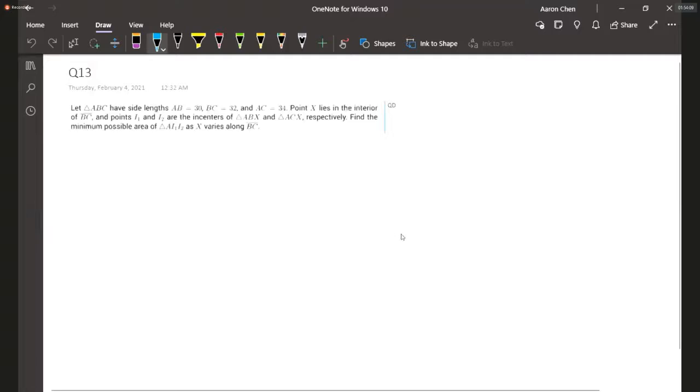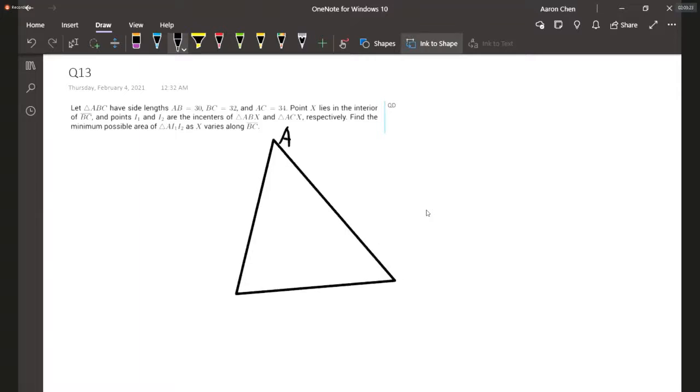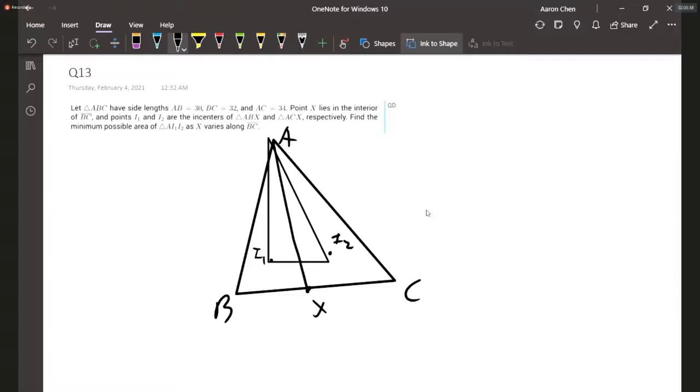Okay, if not, let's move on to this question. Okay, so unfortunately there's not much time left, so I'll just quickly give a sketch. So you're given A, B, C, and your point X, and this is I1, and this is I2. And so first of all, you immediately know that this angle is just half of this angle, and you're given the side lengths of ABC, so you can calculate this angle.